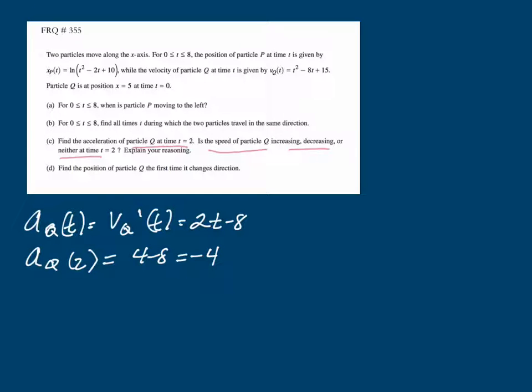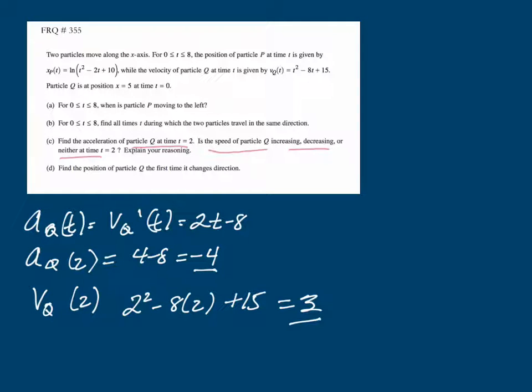Now, let's find what V Q of 2 is. So you just put that right into the function. That would be 2 squared minus 8 times 2 plus 15, which equals 4 minus 16 plus 15, which is 3. All right, so we had acceleration of negative 4 and velocity of 3. Therefore, the particle must be slowing down.